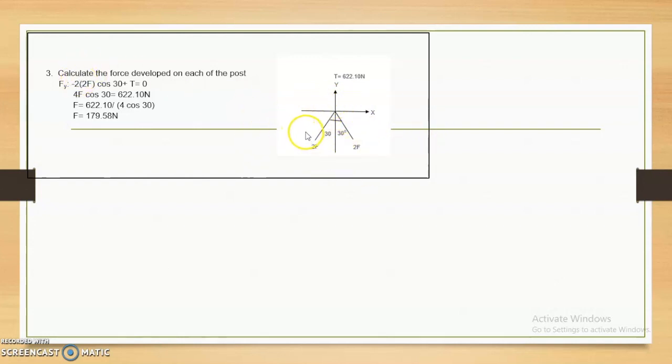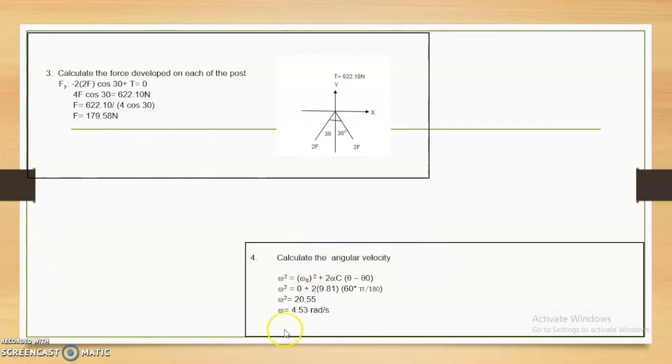So it's negative 2F cos 30, because we want to find F acting in the y-axis, so it's cos 30 plus T equals to 0, because summation of Fy is equal to 0. By solving the equation, we can get the value of F equals to 179.58 Newton.